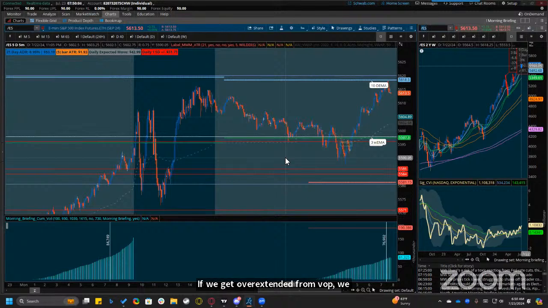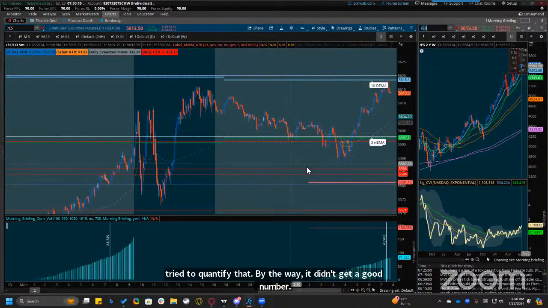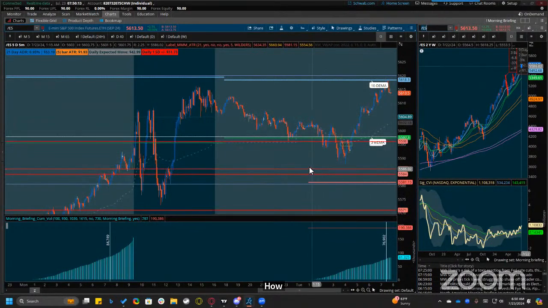I've tried to quantify that, by the way. It didn't get a good number. How far is too far before it needs to stall or mean revert, come back?